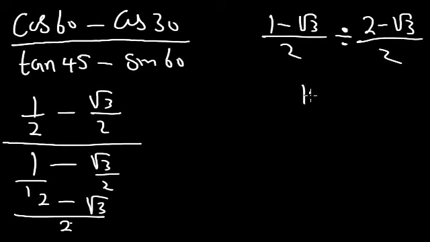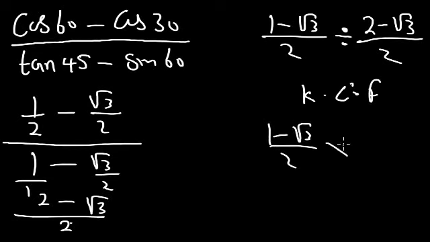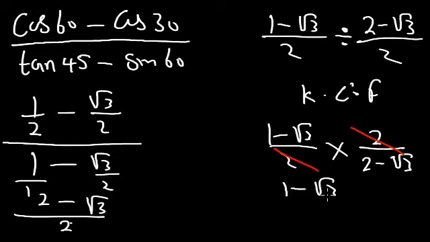Now, using the concept of keep, change, and flip, keep the first fraction, 1 minus root 3 over 2. Change the sign to product from division. Then flip the second fraction. That is, you should turn it upside down. The numerator should become the denominator, and the denominator should become the numerator. Perfect. Now at this point, you can clearly see that the 2's can cancel out. And left over is 1 minus root 3, all divided by 2 minus root 3. Now we still haven't solved it. However, we just need to simplify by rationalizing. Well, let's do that.